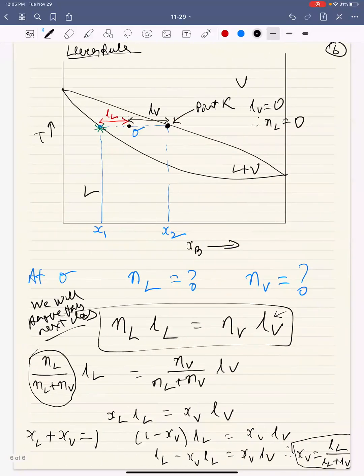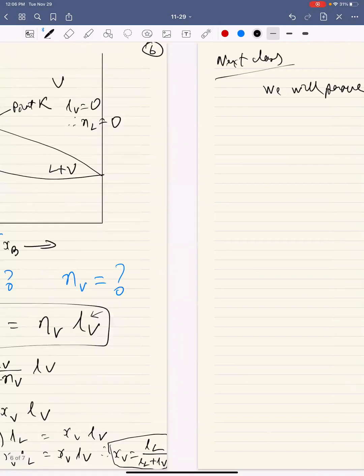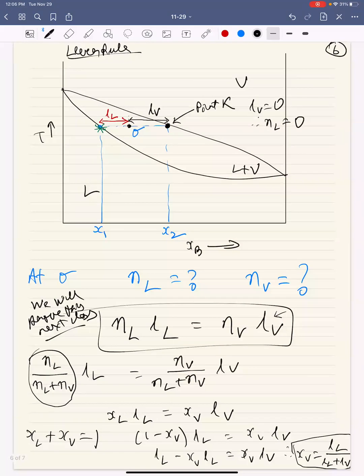So let me summarize what we are going to do next time. Next class, we will prove Lever rule. And I really want you to go and try proving this. Make an honest effort, okay? Don't look up internet or anything. Just try to think, how would you prove this? You can do it on the basis of information I've given here. Really try to do it. It will be good for your understanding.